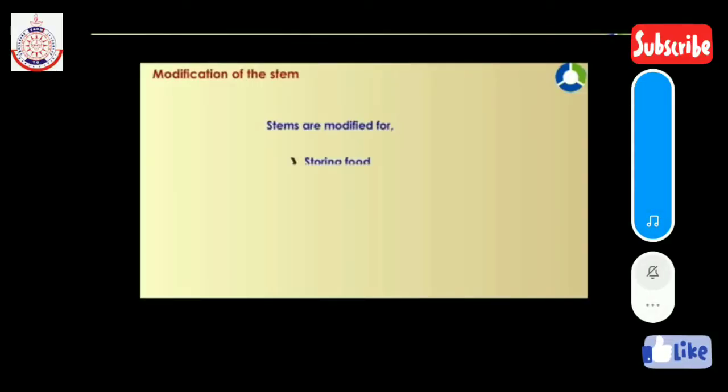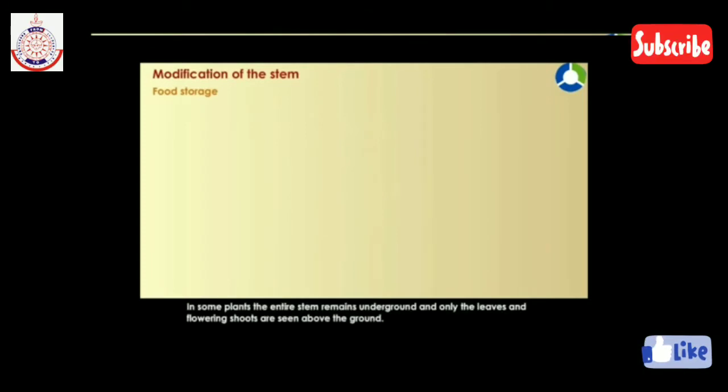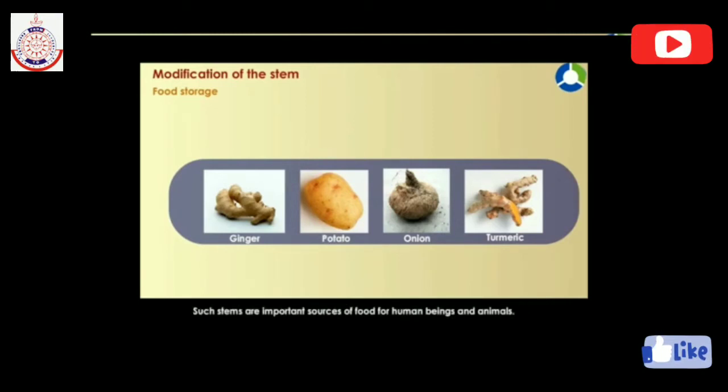Modification of the stem. Stems are modified for storing food, manufacturing food, providing support, and for defense. Food storage. In some plants, the entire stem remains underground and only the leaves and flowering shoots are seen above the ground. Such stems are important sources of food for human beings and animals. Some of the stem modifications for storing food are the following.